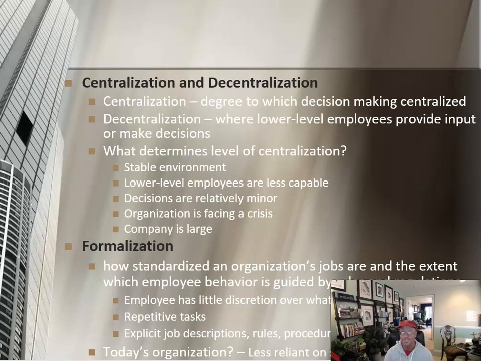Centralization and decentralization. Many of those factors culminate into what's called a centralized or decentralized type of system. A centralized system is the degree to which decision-making is coordinated into fewer people. A decentralized system is where lower-level employees have a greater input into the decision-making of the organization.